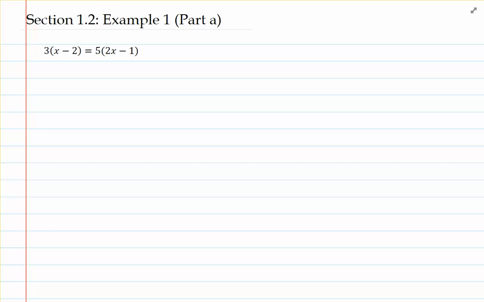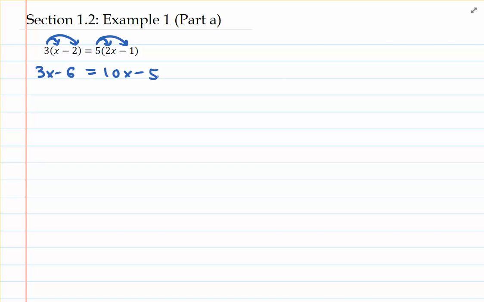And we can go ahead and do that by distributing the 3 that's in front of the parentheses on the left hand side, and after that distributing the 5 that's in front of the parentheses on the right hand side of the equal sign. What that will give us on the left is 3x minus 6. And on the right hand side, we'll have 10x minus 5.